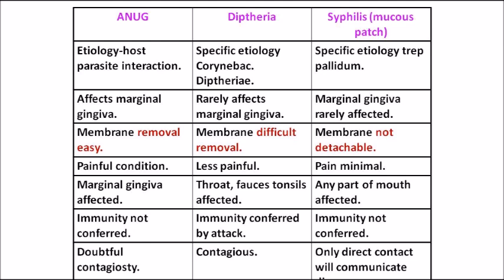In syphilis, it is not at all detachable. So that is the difference between the pseudomembrane. ANAG is a painful condition. It is very sensitive to touch. Diphtheria is a less painful situation. Just like syphilis also, pain is minimal.